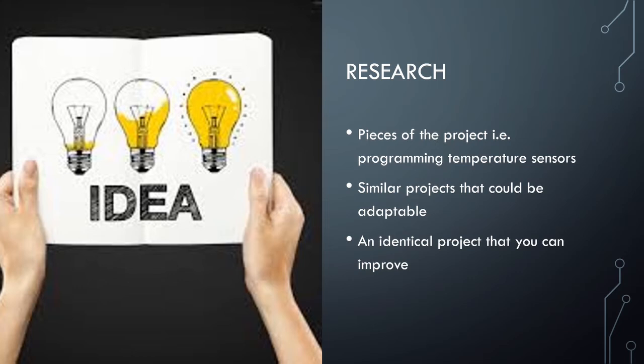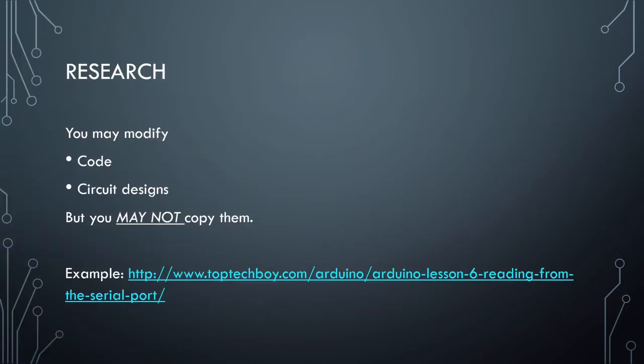So there's a lot of different things that you can look for in your research. I fully encourage you to find out everything you can about your idea, what components are needed, who's done it before, what does the coding look like, and things like that. I do just have a couple rules for when you're conducting your research. So you can absolutely find and modify an existing code.